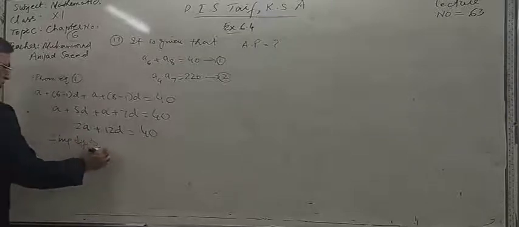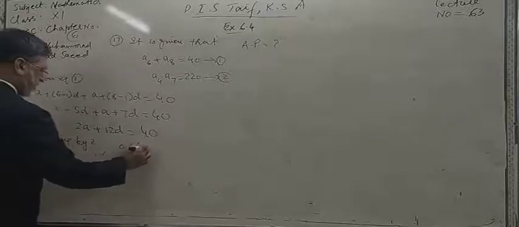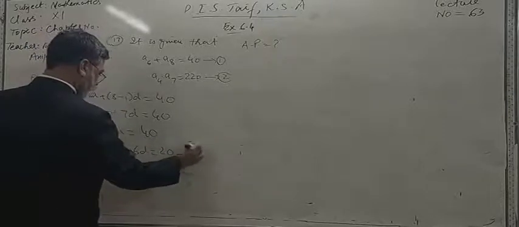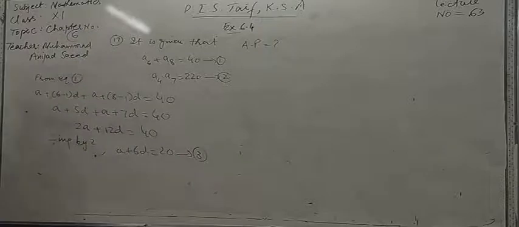Dividing by 2, a plus 6d is equal to 20. This is your equation number 3. a plus 6d is equal to 20. This is equation number 3.